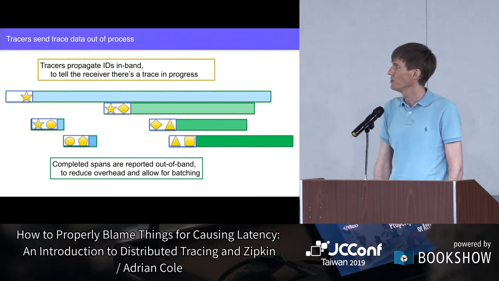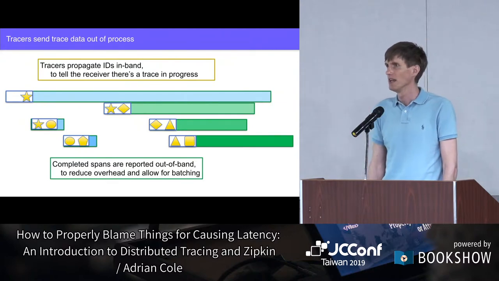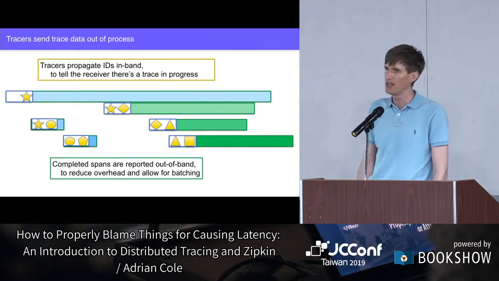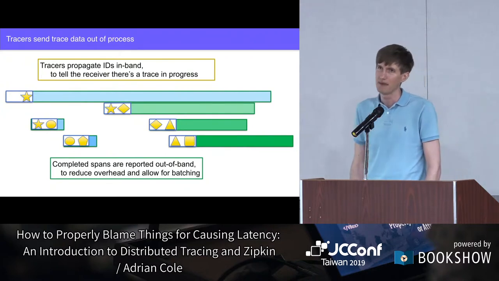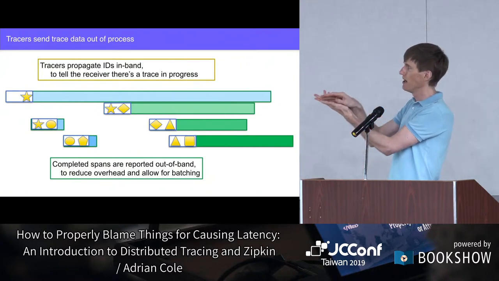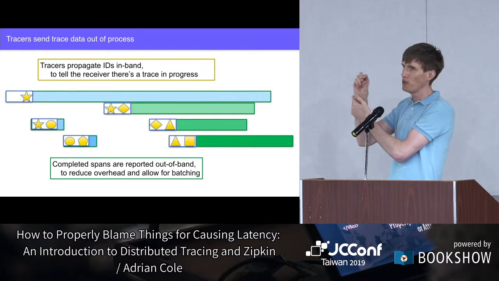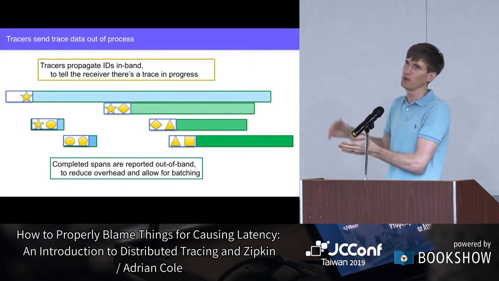But anyway, that was a Google project, and it had an insight to separate the data and put small data on the request and ship everything else asynchronously. And why does that matter? Because if you have an HTTP request, you don't want to add too much overhead, because then you're actually slowing down the request.